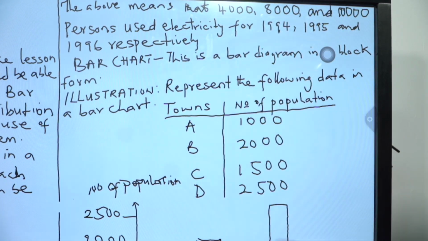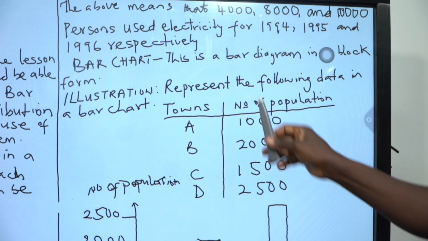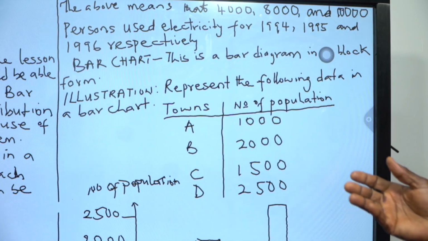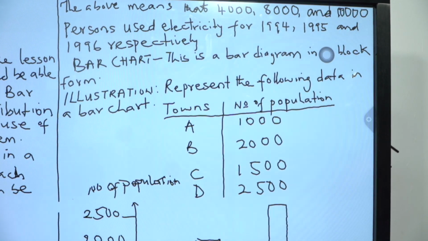I give an illustration here where I say represent the following data in a bar chart. These are towns. So we have town A, town B, town C, and town D, with their number of population. Town A has 1,000 persons of population. Town B has 2,000. Town C has 1,500. And town D has 2,500.